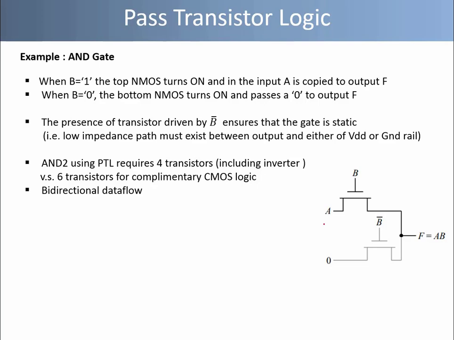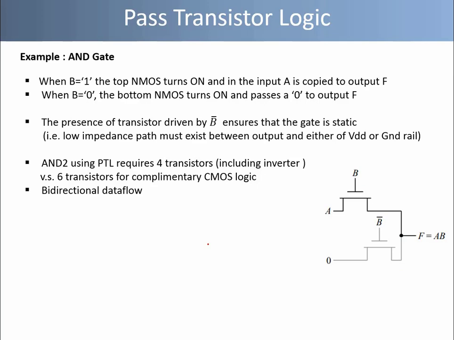The answer to this question is that as pass transistor logic is a static logic family, therefore for all possible input combinations, the output node must always be connected to either a VDD or a ground supply rail through a low impedance path. Now imagine when B is equal to 0 and we have only this transistor, it will go into cutoff mode and the output node would be floating. So to avoid this situation, we have connected another transistor which is being driven by B complement, and it passes a constant 0 level to the output whenever B is equal to 0.